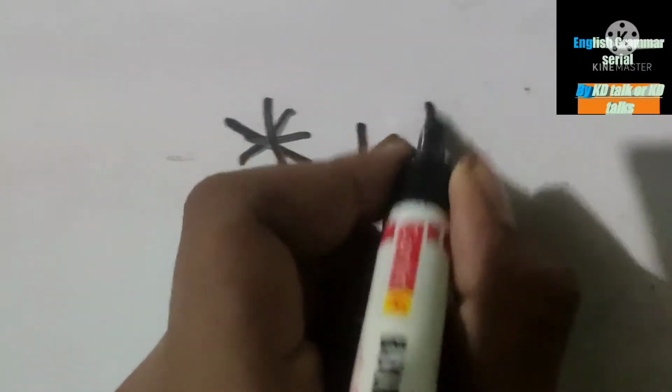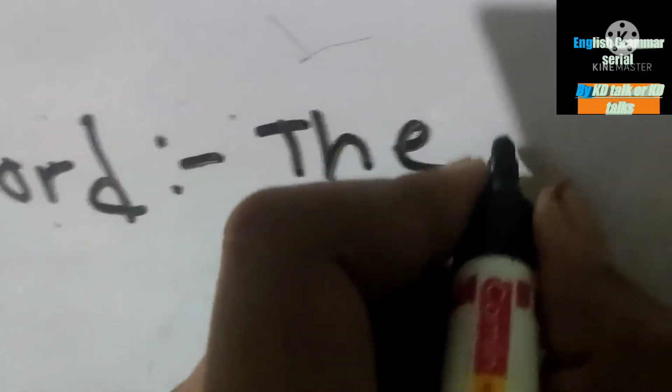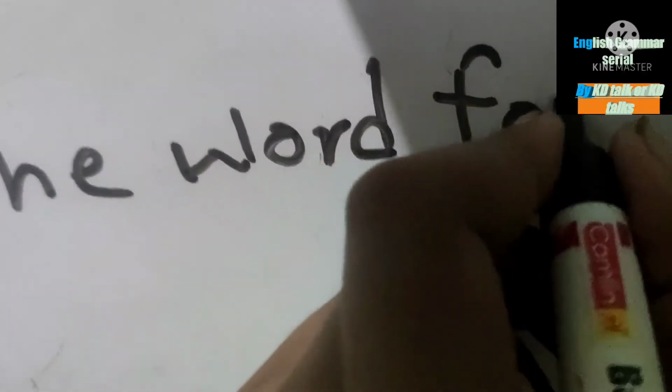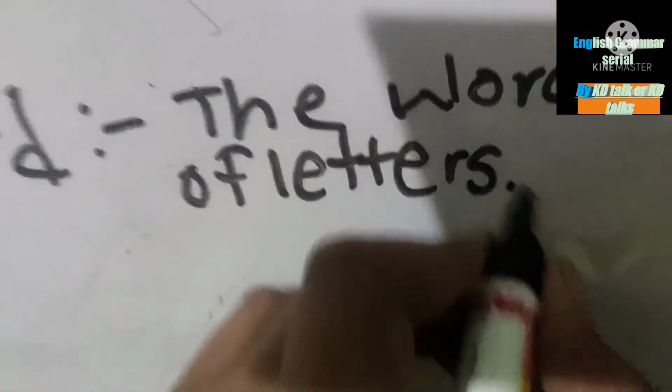Now next we have to talk about the word. What is meant by a word? We can say that a word is formed by joining letters. The word is formed by the joining of letters.